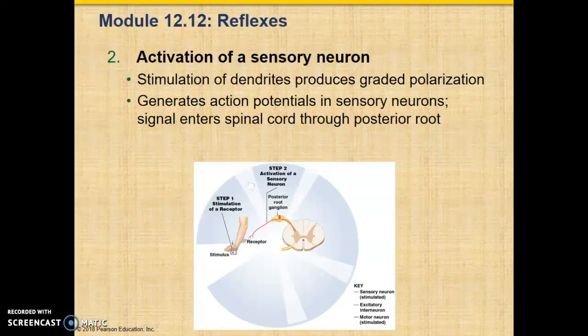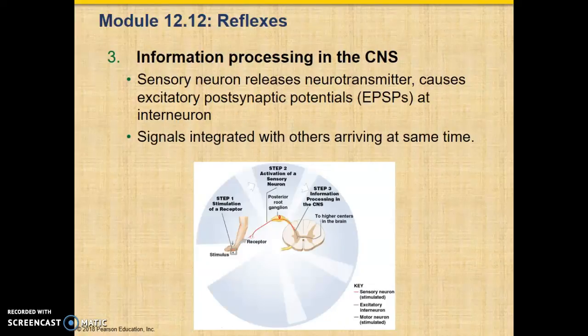This activates a sensory neuron. Now, you recall that the stimulus has to be great enough to generate an action potential. In this case, leaning on the tack is enough to produce an action potential. The signal is going to enter the spinal cord through the posterior root. The signal is processed in the central nervous system.